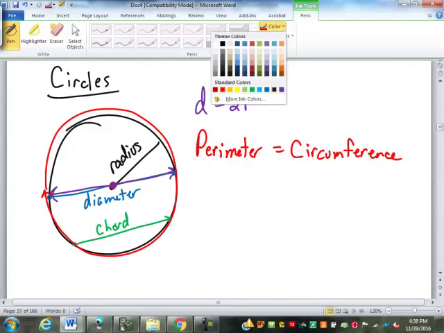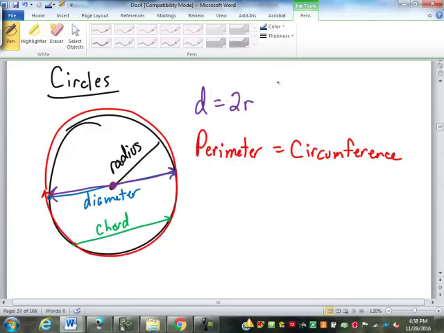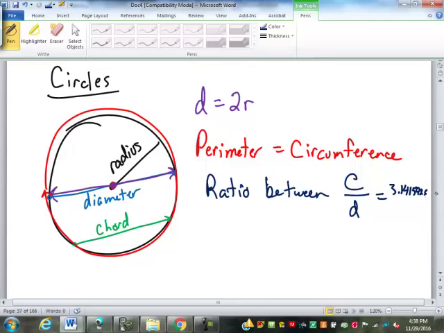About 2,500 years ago, they discovered that there was a constant ratio between the diameter and the circumference. So the ratio of the circumference to the diameter was the same for every circle. That number, however, was a really ugly number. 3.1415926, blah, blah, blah, right? Goes on forever. What do we call that number? Pi. Pi is the ratio between the circumference and the diameter.